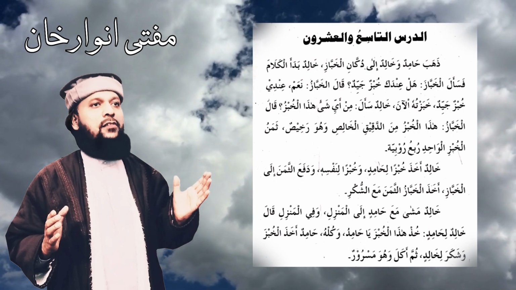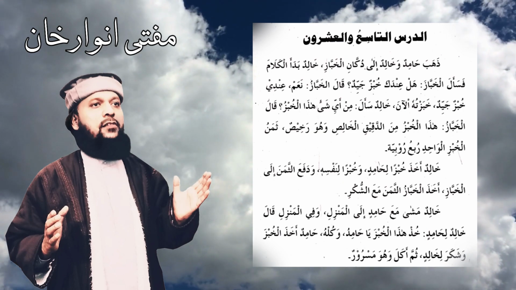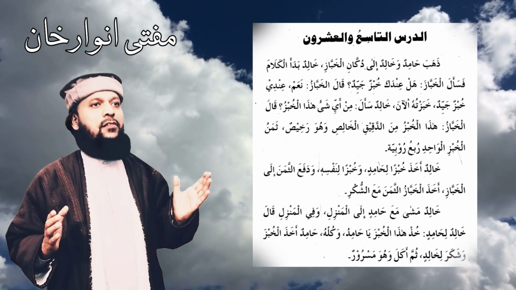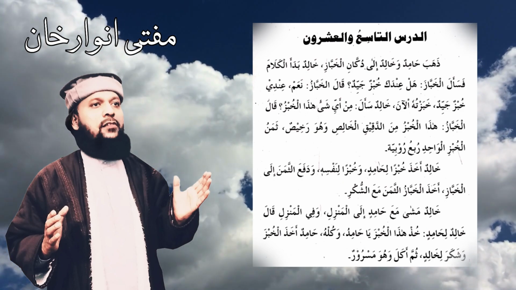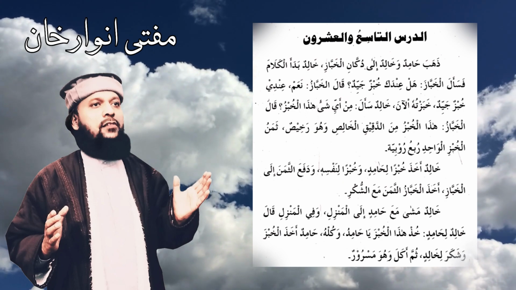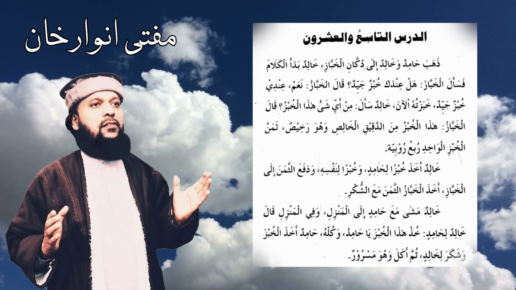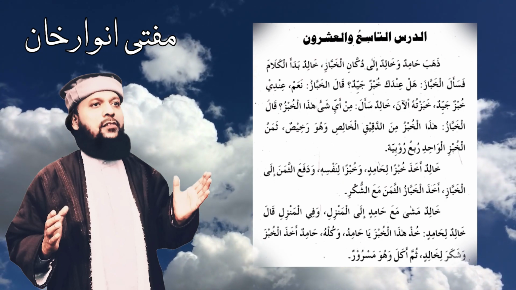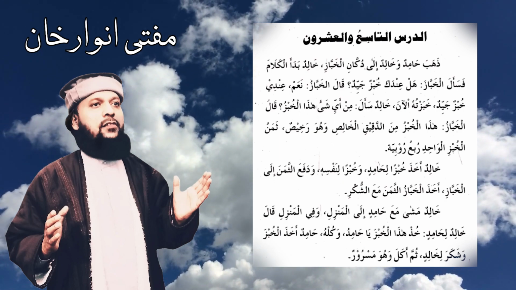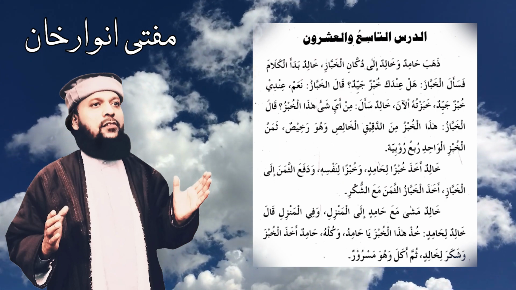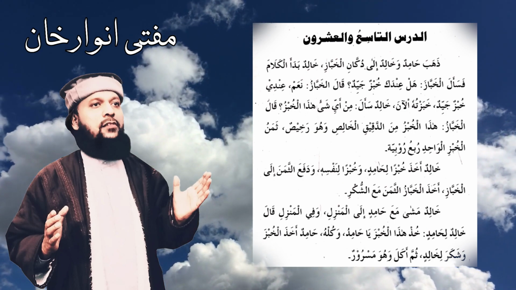So again I am repeating this. هذا الخبز من الدقيق الخالص. Al-Khalis meaning pure. This bread is made from pure flour, pure dough. وهو رخيص, and that is cheap. ثمن الخبز الواحد ربع روبية. The price of a single bread is a quarter rupee, meaning 25 paisa.